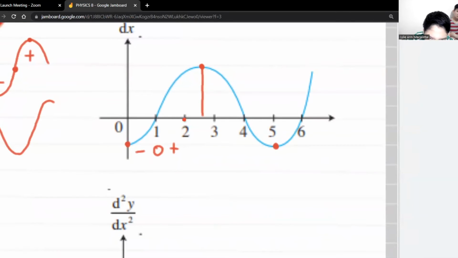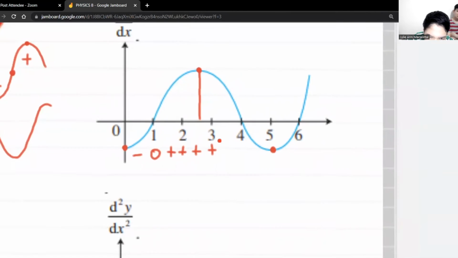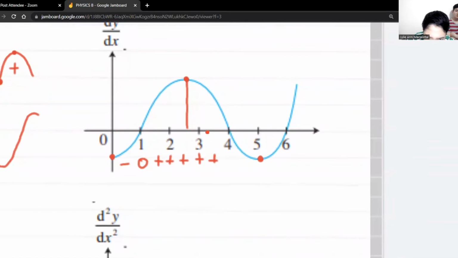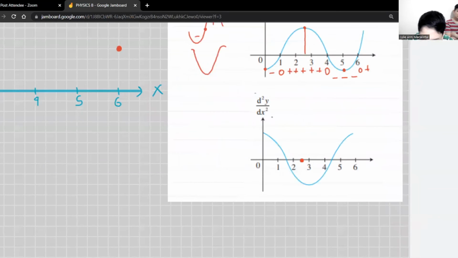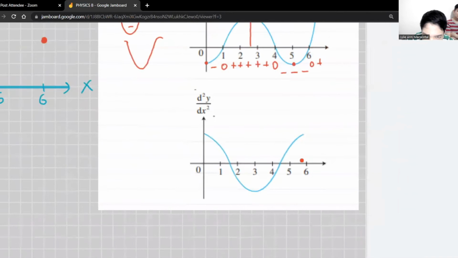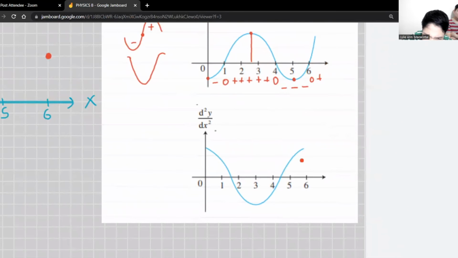Okay, so here at 2 it is positive. In between it is also positive. At 3, is it positive? Yes, it's still positive. So now this is 0, negative, 0, positive.